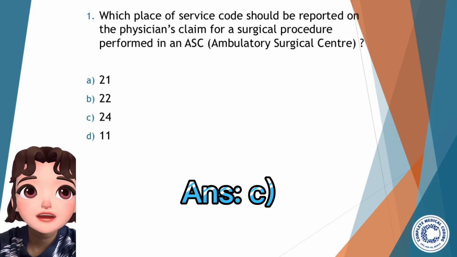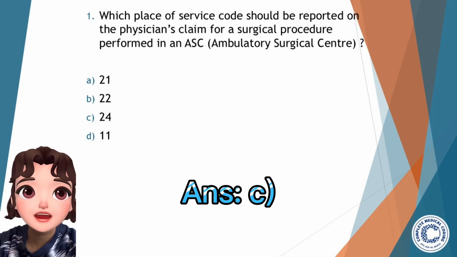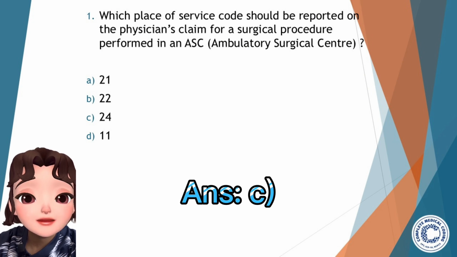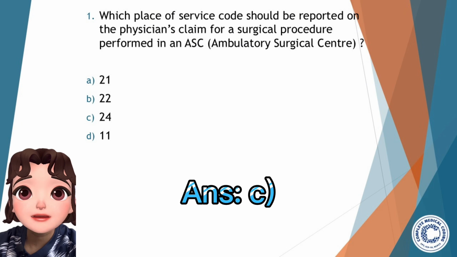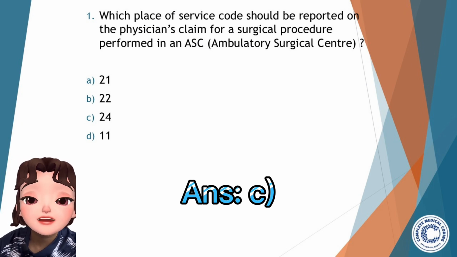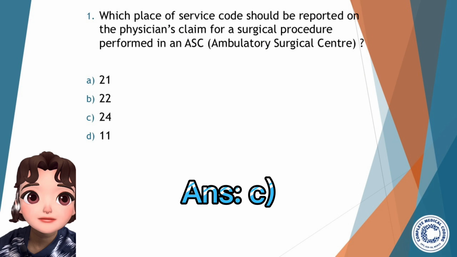And the last option, place of service 11, represents office, the physician's office, office location other than a hospital, skilled nursing facility, military treatment facility. So the office location other than a hospital or a skilled nursing facility, that is place of service 11. So here ambulatory surgical center represents the place of service 24. Answer is option C.